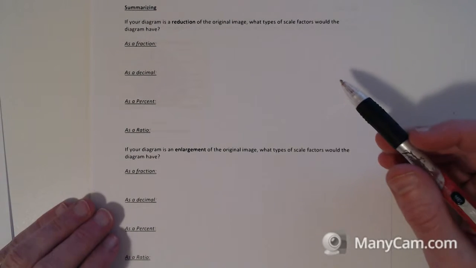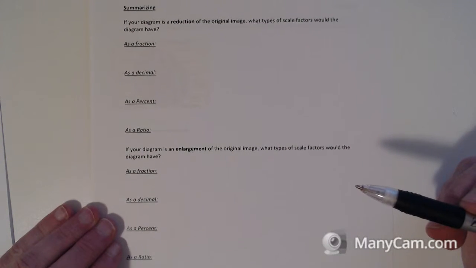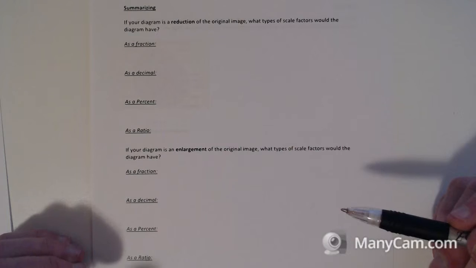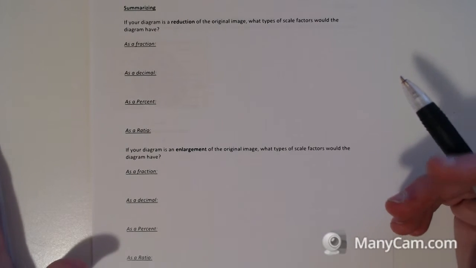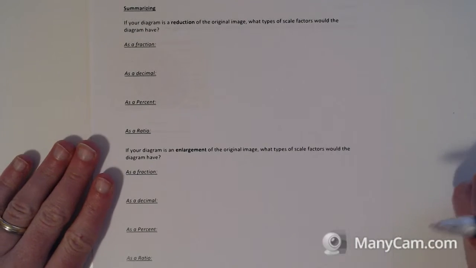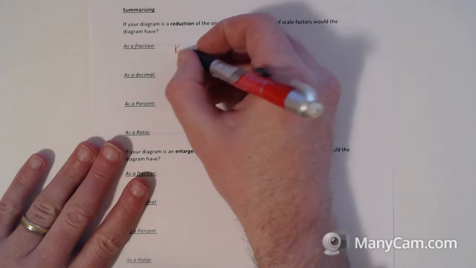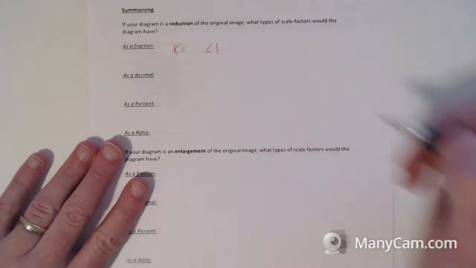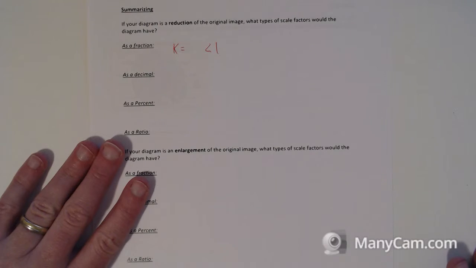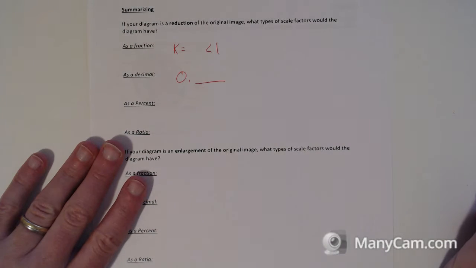Okay, if your diagram is a reduction, so this is just a really quick look, you can look at scale factors in all sorts of different ways. If your diagram is a reduction, if your diagram is smaller than the original, then the fraction is going to be 1 over some kind of a number. Some number that's less than 1. It's going to be some kind of a fraction. As a decimal, it's going to be 0 point something.